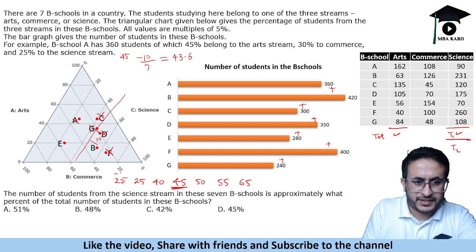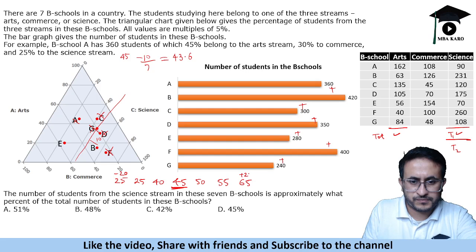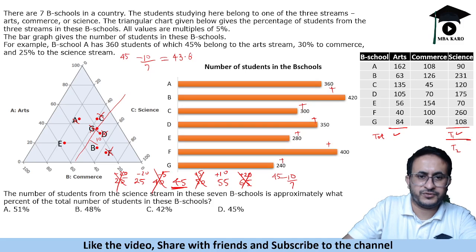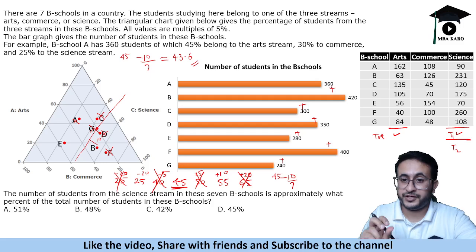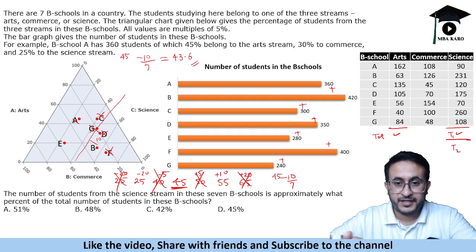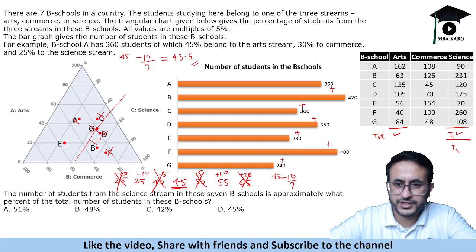So we are assuming the average to be 45. This is minus 20, this is plus 20, so these cancel out. This is minus 5 and this is plus 5, so these cancel out. This is minus 20 and this is plus 10, so net minus 10. The average we have taken is 45, so 45 minus 10 over 7 values gives a net average of 43.6. So we get 43.6%, if in all the colleges the number of students was equal.